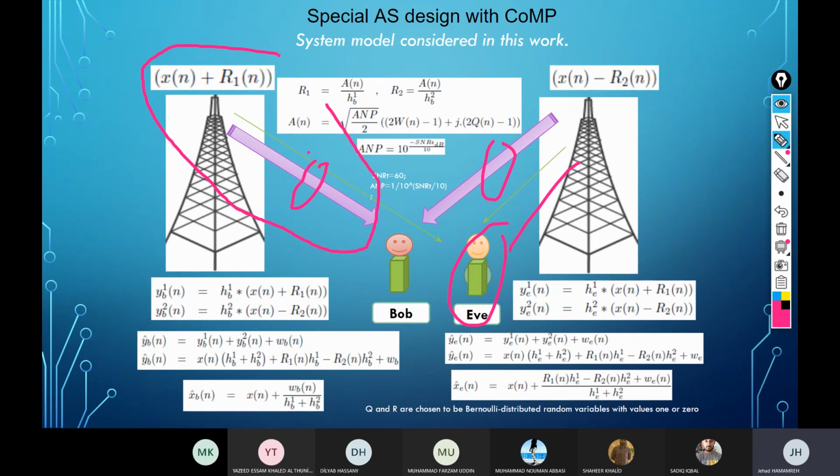You can check the math here: the received signal at Bob and Eve from the first base station and the second base station. You can see how Eve is getting this signal, which is X, the data, plus this term of interference, which is significant, and this can prevent Eve from decoding the data, while Bob is getting this term, which is really the data plus normal noise over fading, which we always get in normal situations.